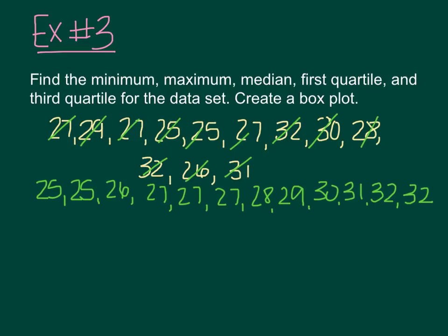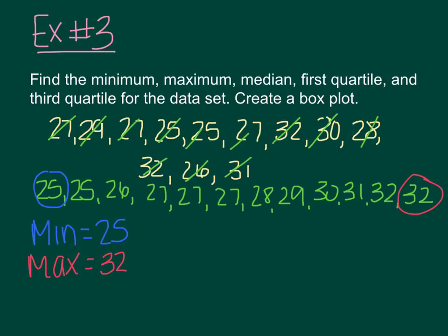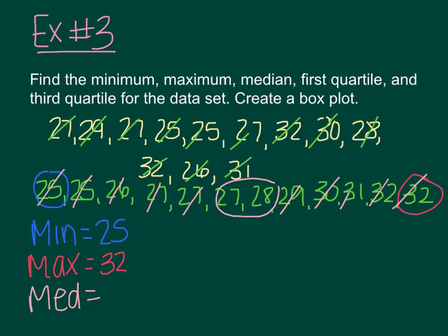All right, let's fill in our values. Minimum, smallest number, is 25. Maximum, biggest number, is 32. Median, the number in the middle, we start crossing them off from one end to the other till we get to the middle. And we have 2 numbers in the middle this time, 27 and 28.